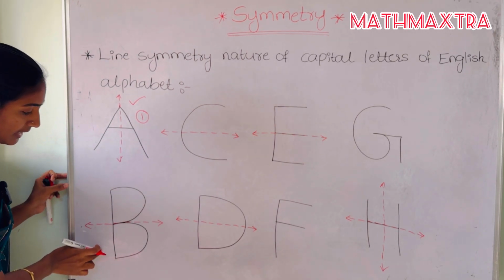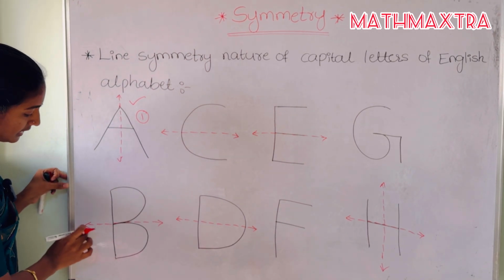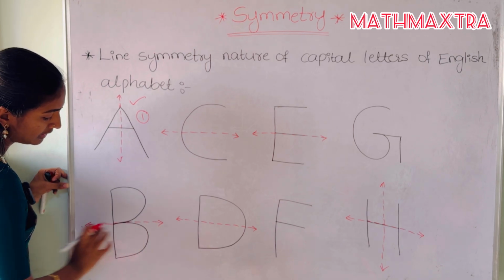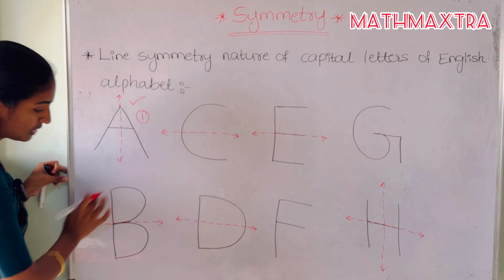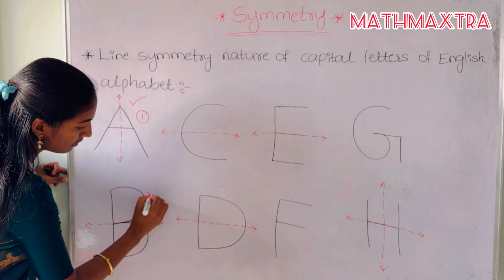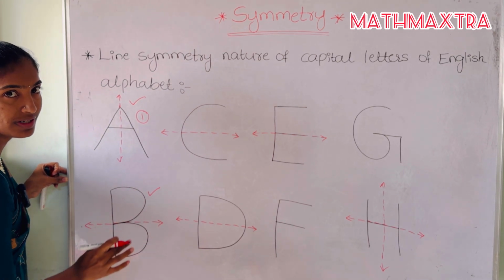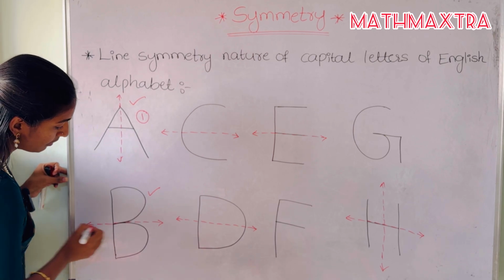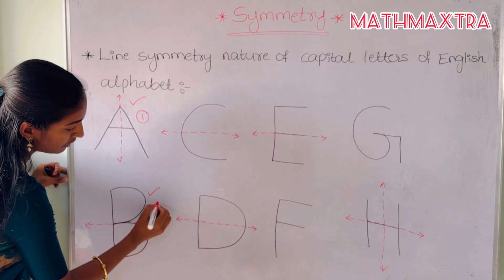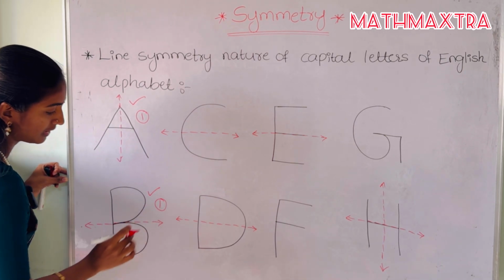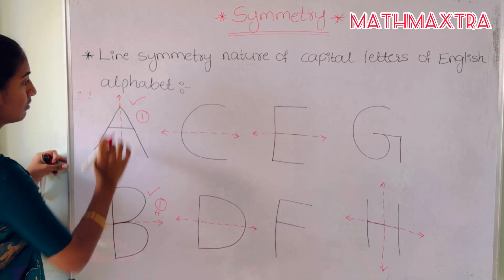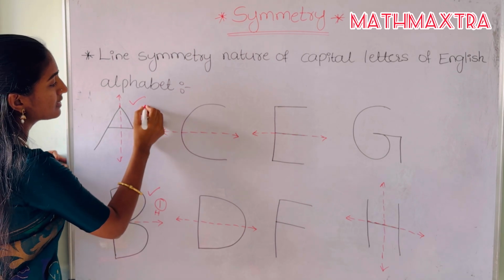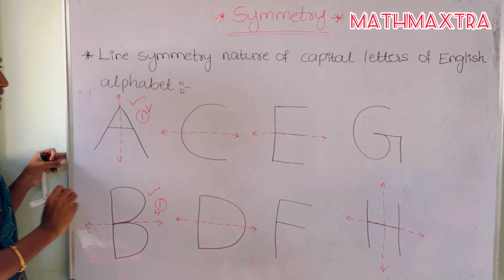And when you take the B figure, this is the symmetrical axis, isn't it? So this figure is also symmetric. And how many lines of symmetry are possible? For this also one line of symmetry. But for this it is a horizontal line of symmetry, whereas A has a vertical line of symmetry, isn't it?